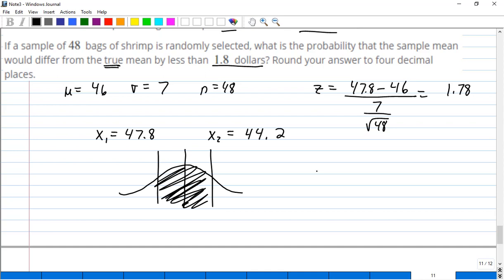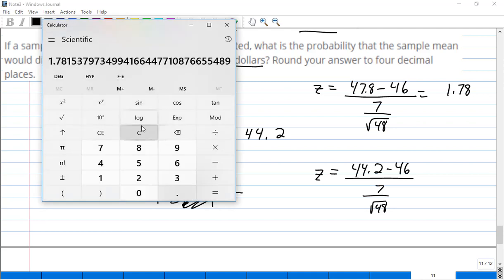Alright, so that's one z-score. Let's find the other one. It's going to be 44.2 minus 46 over 7, or divided by 7 over the square root of 48. Guess what's going to change? The only thing that's going to change is the numerator is going to give me negative 1.8. See, 44.2 minus 46, yeah, negative 1.8. You say that times the square root of 48, divide that by 7, and you get negative 1.78.